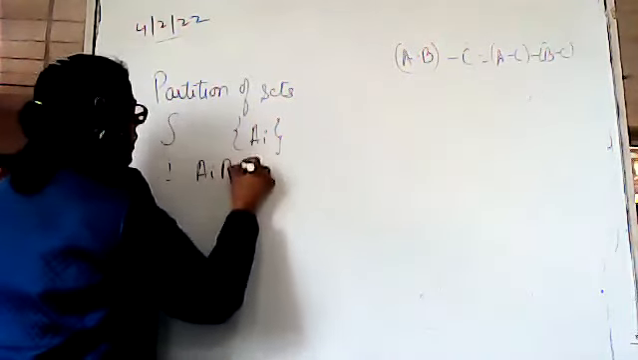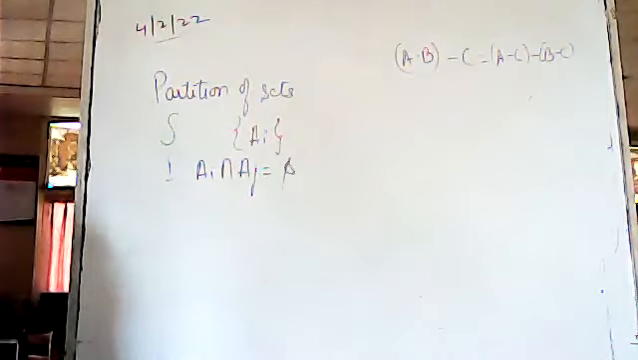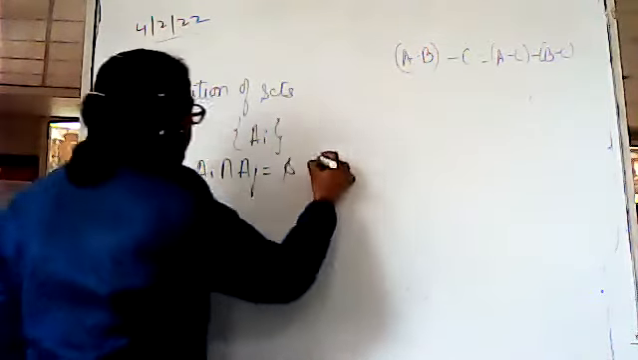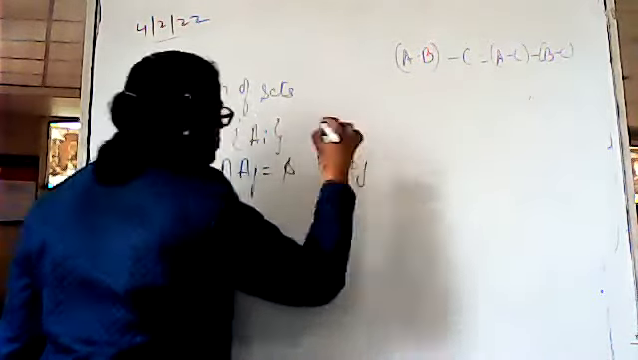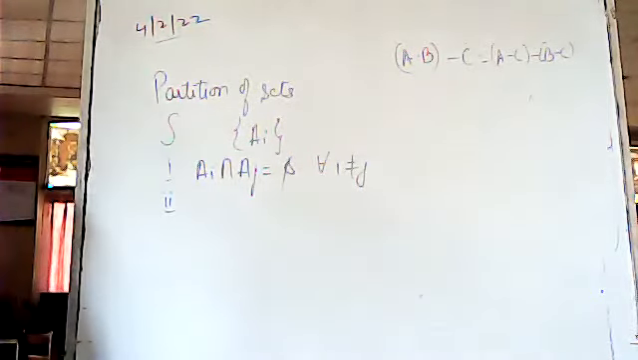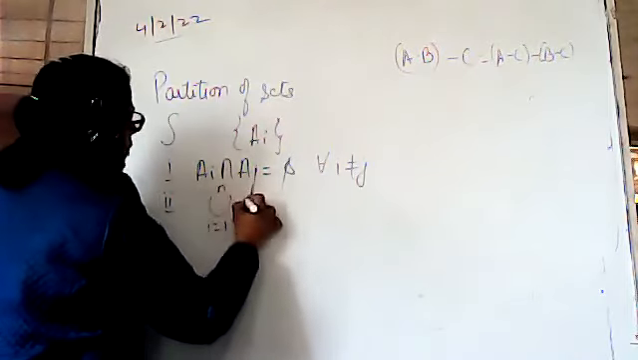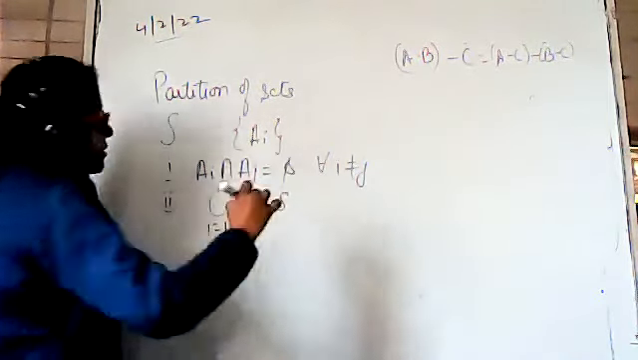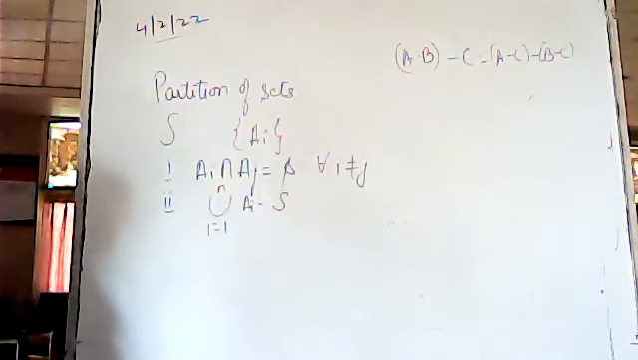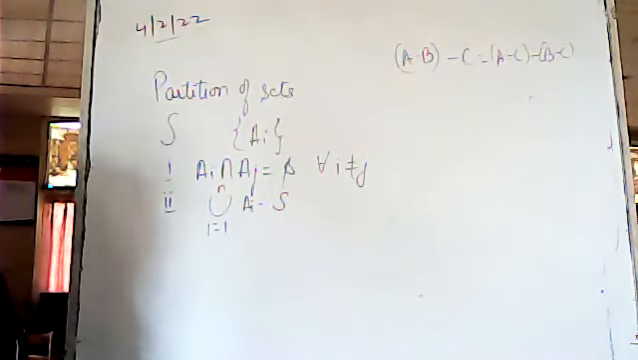Number one, Ai intersection Aj equals to phi for every i not equals to j, and number two, union of i varies from 1 to n, Ai equals the set S. Union of all the small subsets which we have taken, it will be equals to the set S.